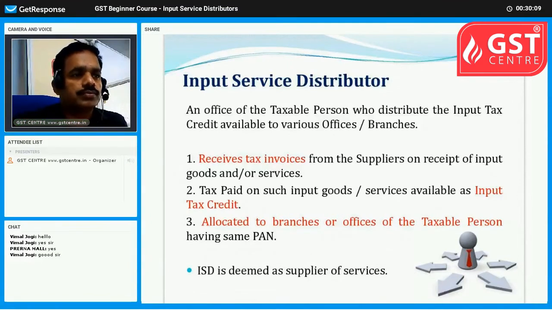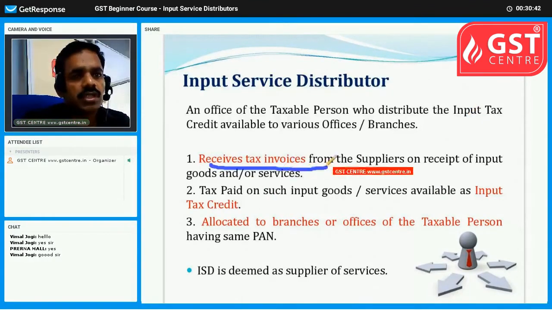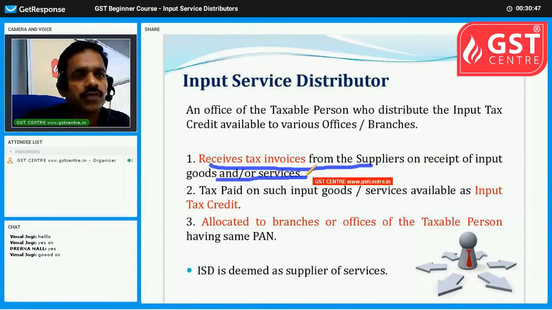or branches. So input service distributor will be there in a company where various offices or branches are owned by that company. Suppose if you take a bank, it will have many branches. So in that organization, there is a requirement of input service distributor. And the role of input service distributor is that he receives tax invoices from the suppliers on receipt of input goods or services.